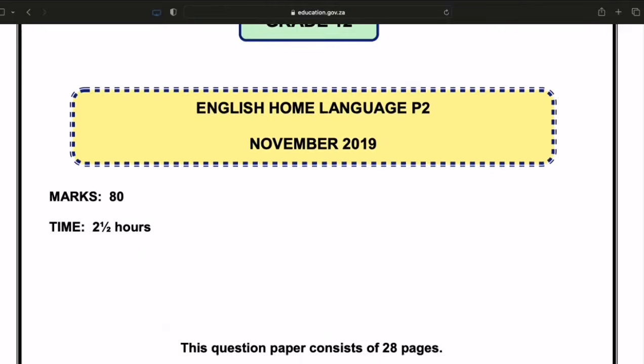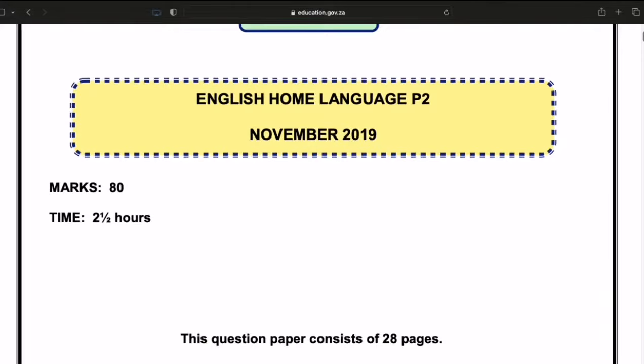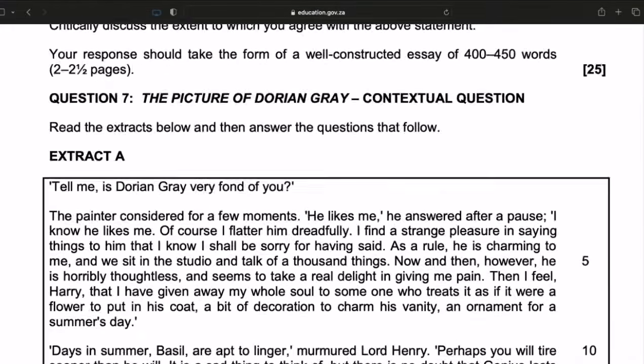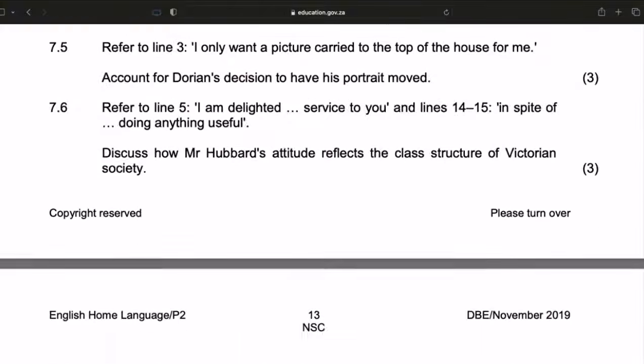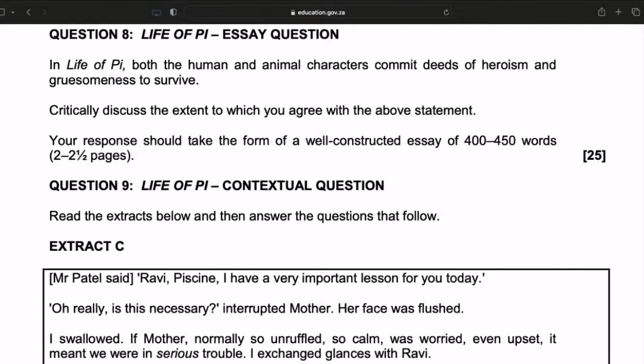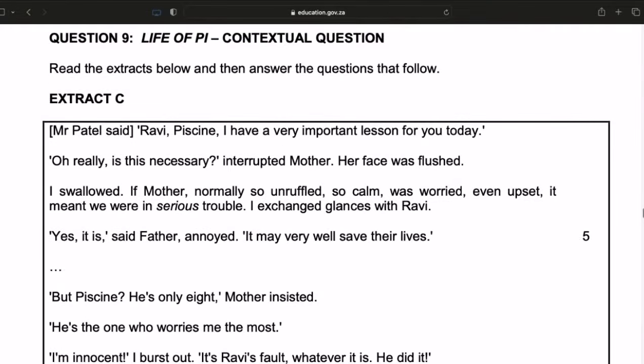2020, this is 2019. So let me scroll down. So there we have the essay question and question 9, Life of Pi Contextual. Okay, so for the NSC, it will be question 9. For the trial exam, it might be different because I think they remove the redundant set work. Okay, but for the NSC, it will be question 9.